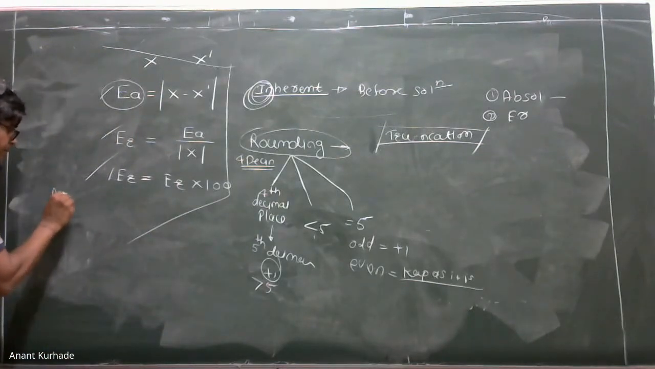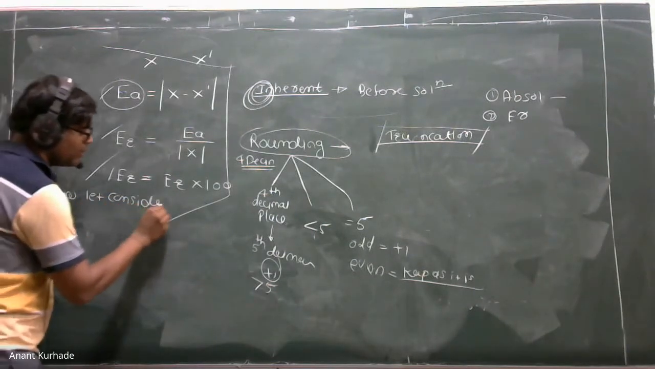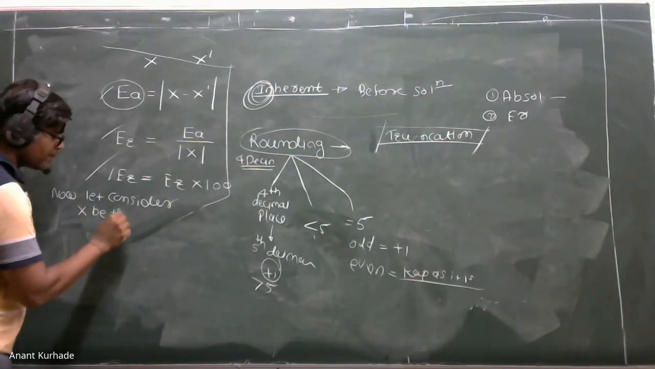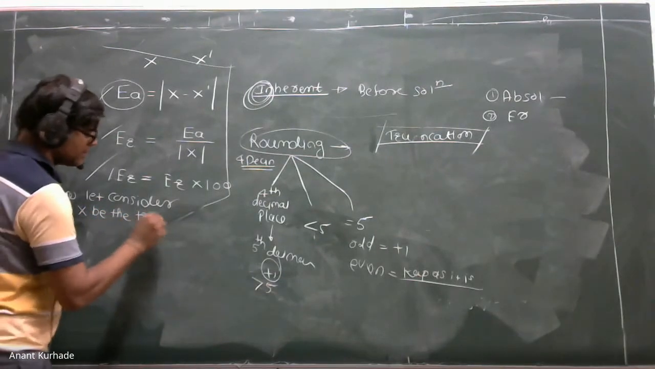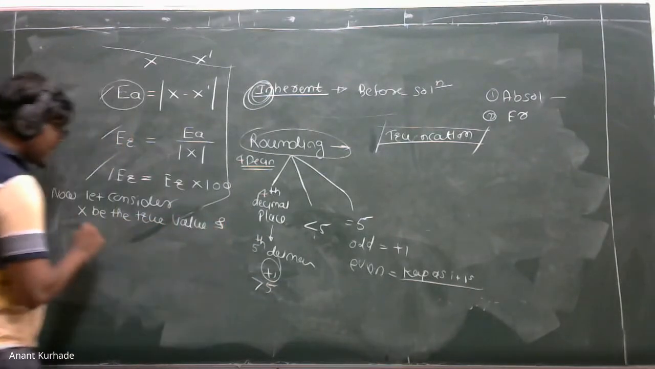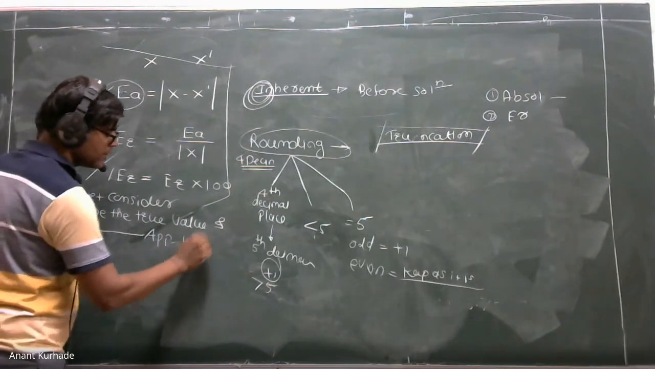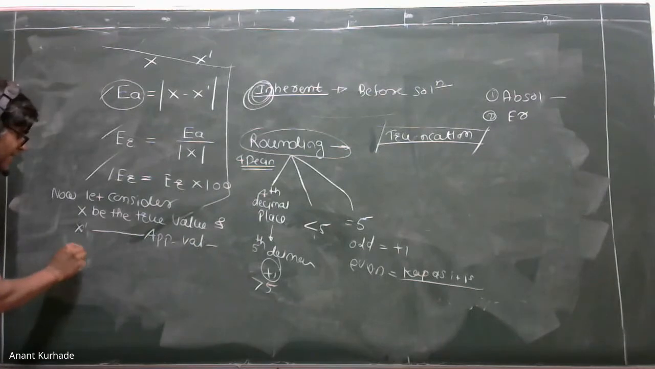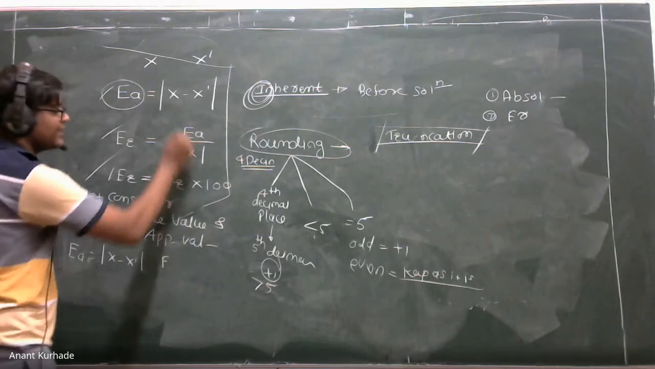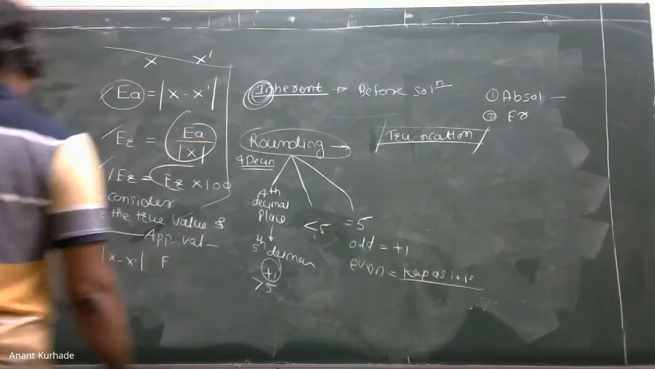Then at last we can write. Now let's consider, give one number. Let's consider x to be the true value, and x dash be the approximate value. Then we can write EA is equal to mod x minus x dash. So no need to give an example here.